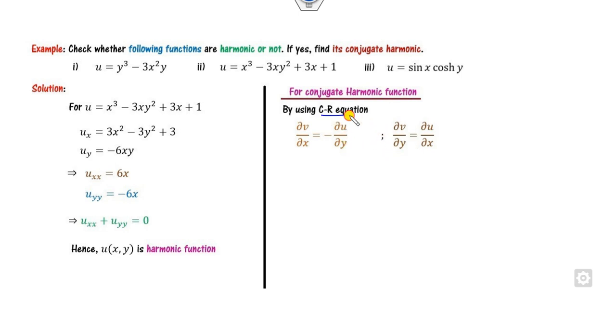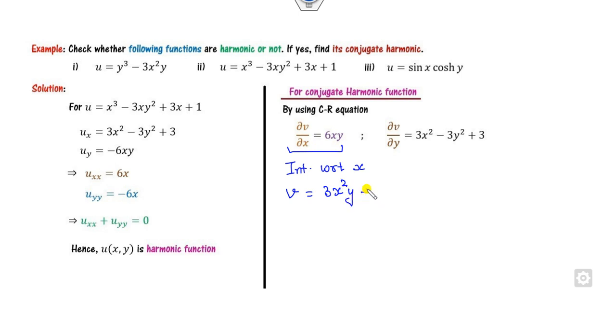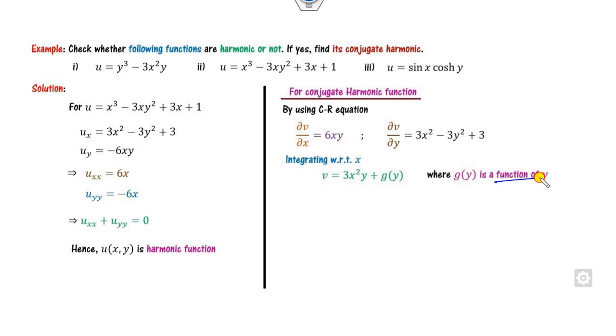We can again apply the CR equation. I can substitute the values of u_x and u_y as here. I can integrate this with respect to x. Fine. So what is that? It's v. Integrate with respect to x. So it's 3x square y plus an integration constant, a function of y. Fine. It's a function of y.